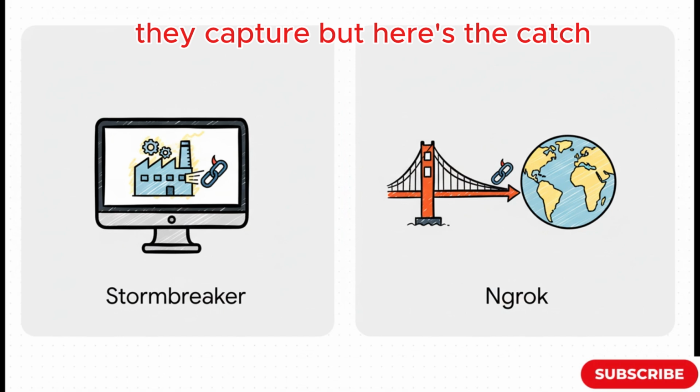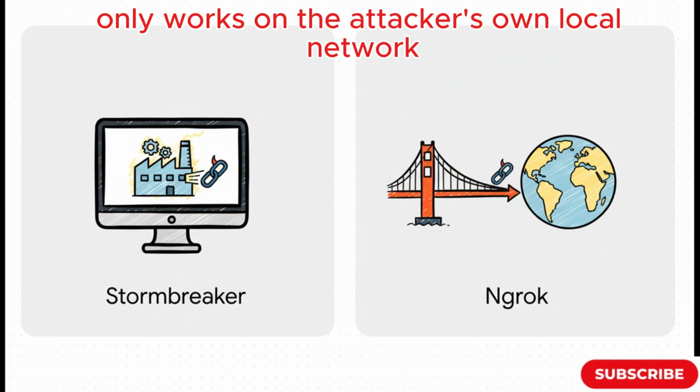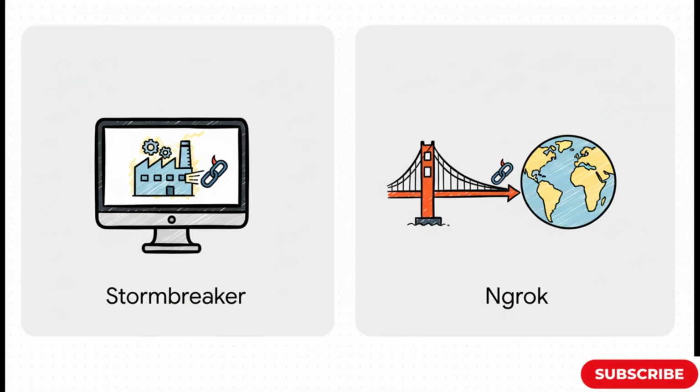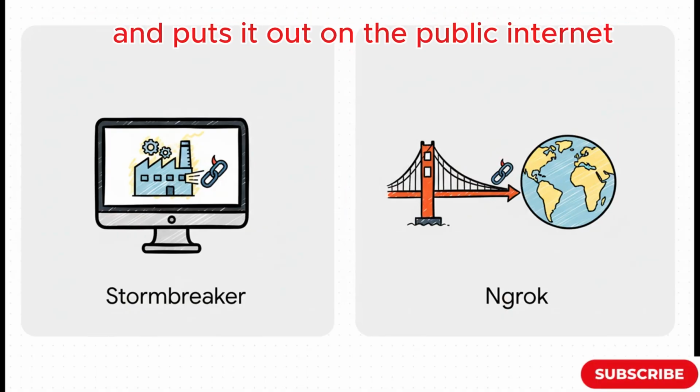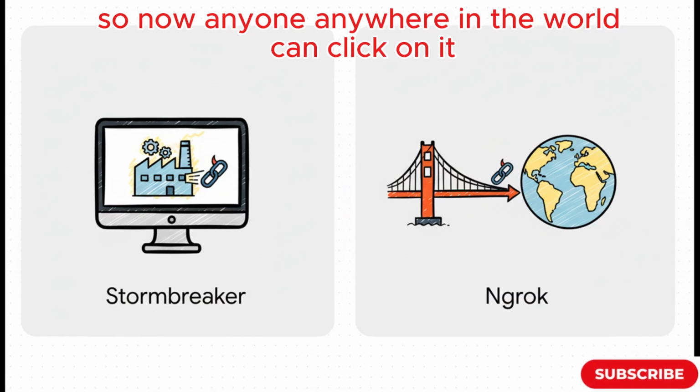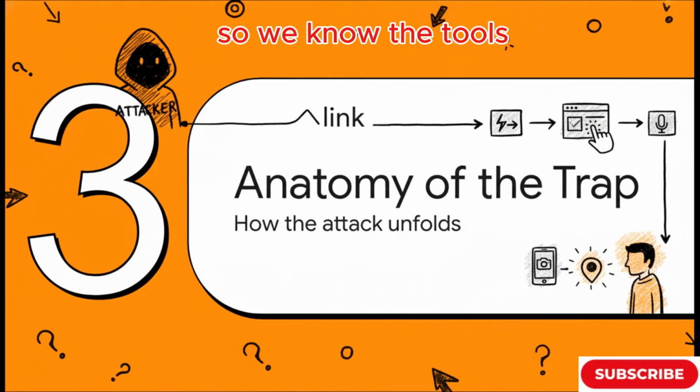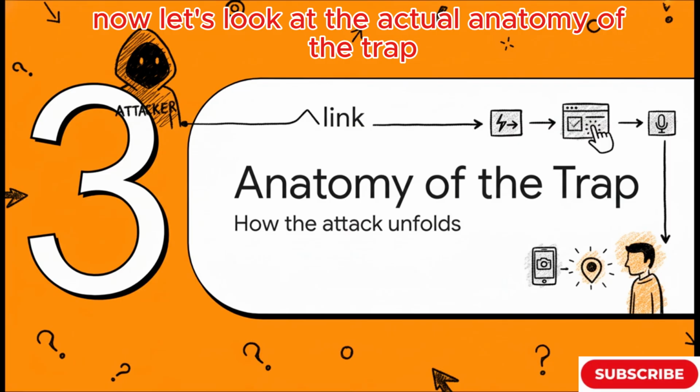But here's the catch. By itself, that link only works on the attacker's own local network. That's where ngrok comes in. Ngrok is like the bridge. It takes that local trap and puts it out on the public internet. So now anyone, anywhere in the world can click on it. So we know the tools. Now let's look at the actual anatomy of the trap.